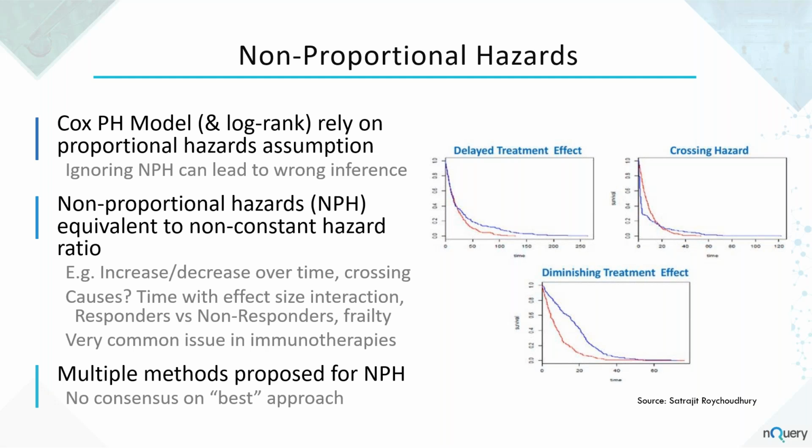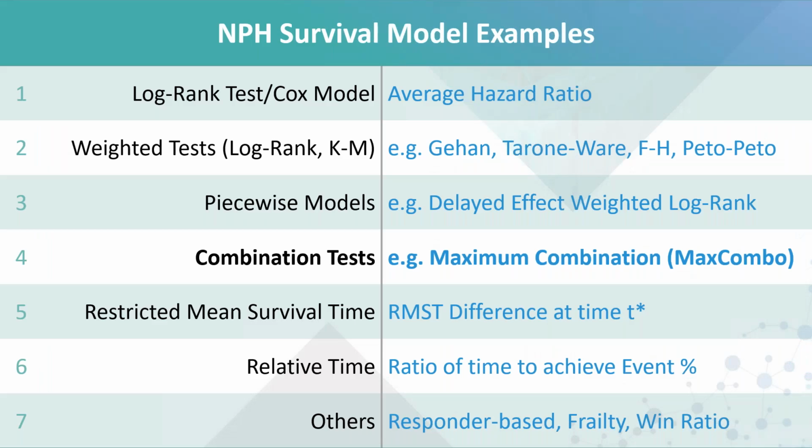These issues are most commonly encountered in immunotherapies, I suppose, especially the issue of delayed effects. There are many different methods which have been proposed to solve these issues. However, as usually seems to be the case, there is little consensus on a universal best approach. So just to show some of these methods, these are the most common general methods which are used to deal with non-proportional hazards, and also some of the more specific examples of tests which can be used are shown in the right-hand column here.